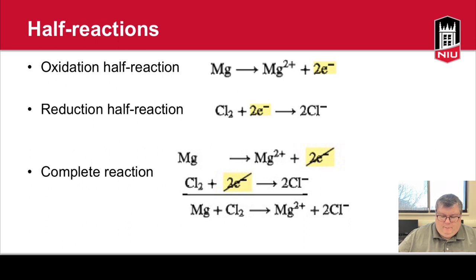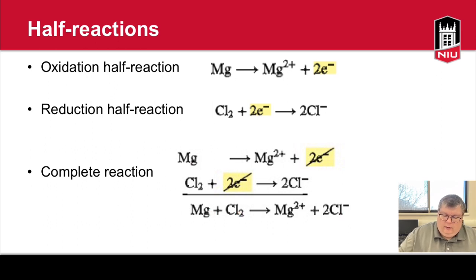So for example, we've got magnesium chloride being made from magnesium and chlorine. The magnesium goes to magnesium 2 plus and 2 electrons. This is losing electrons, so this is oxidation. Chlorine gains 2 electrons from the magnesium to form 2 chloride ions. So this is gaining electrons, this is reduction. If you add the two together, notice the electrons cancel, and we're left with magnesium plus chlorine goes to magnesium chloride.